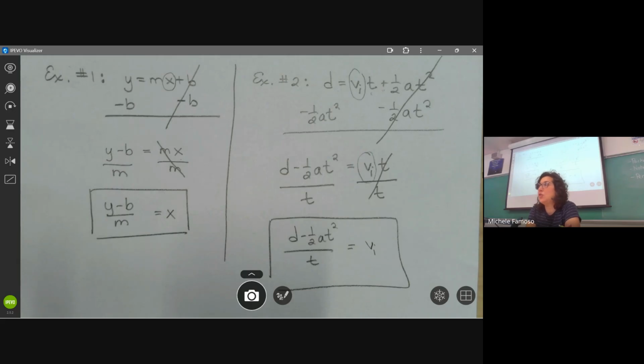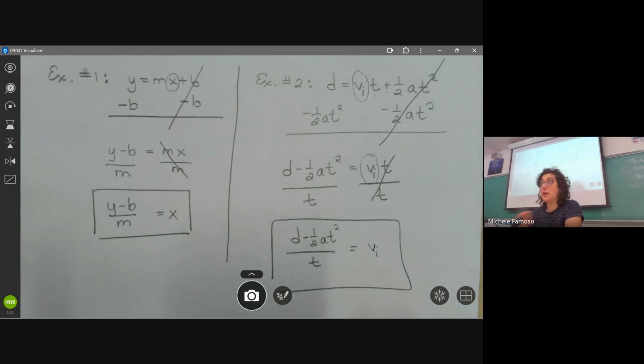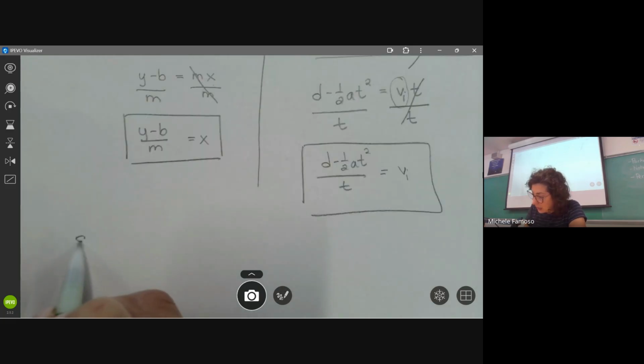No, just leave it the way it is. Our job is not to simplify. Our job is just to get it solved for the letter that's there. And that's it. Okay. One more in here in our notes, and then we'll go to our packet to try another.